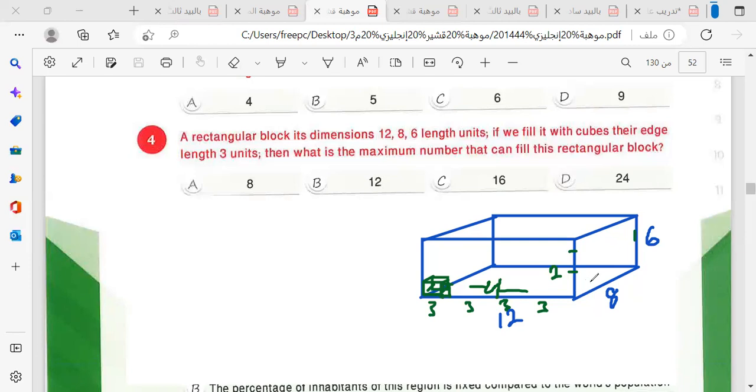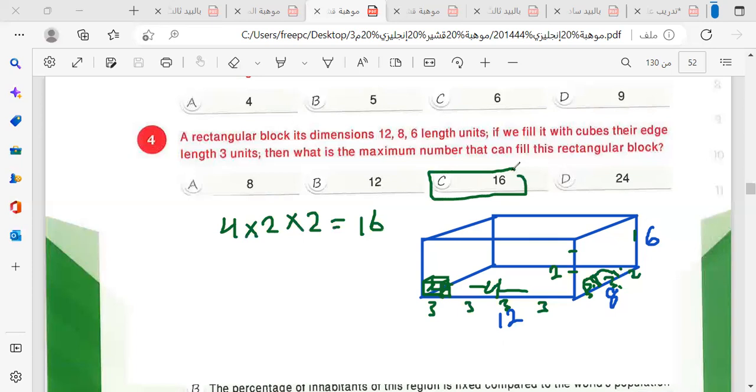And the width will also be 2, because here 3, then 2. So only 2. So by drawing, I know now 4 times 2 times 2, right? So we get 16 cubes, right? So the answer is 16.